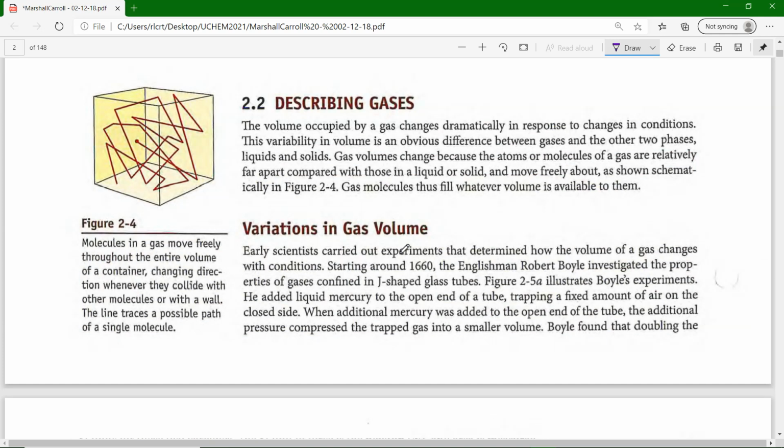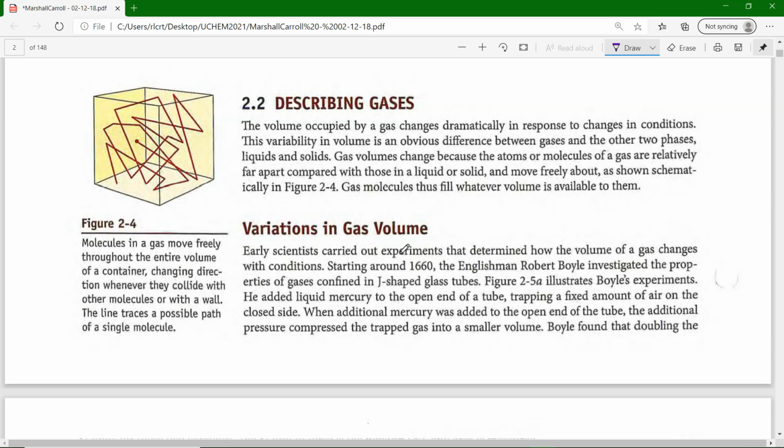let's just jump straight to describing gases. And we have here that a gas will occupy the volume in which it's contained. So molecules in a gas move freely throughout the entire volume of a container, changing direction whenever they collide with other molecules or with a wall. Okay, so the molecules in a gas are relatively far apart compared to a liquid or solid.